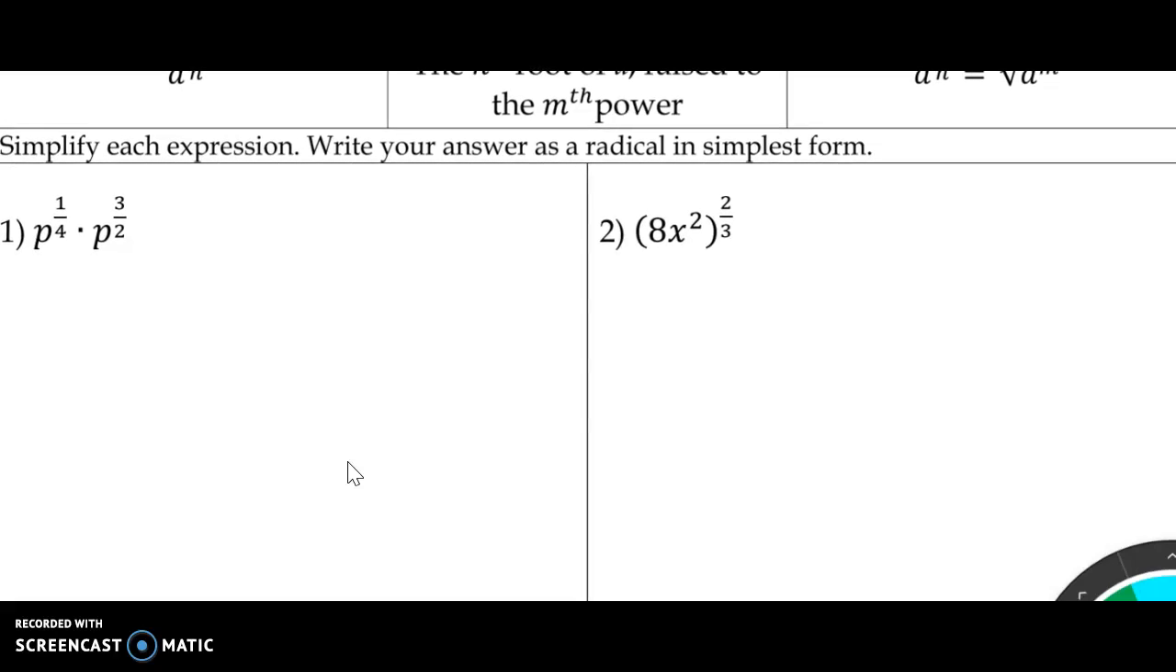So now go ahead and pause the video here and see if you remember how to simplify these expressions from Algebra 2.